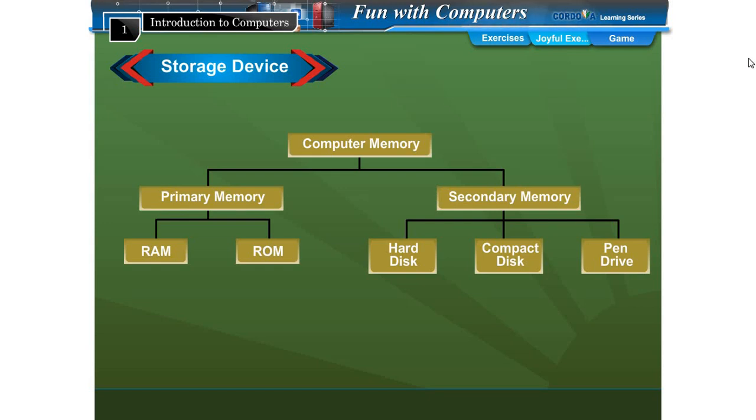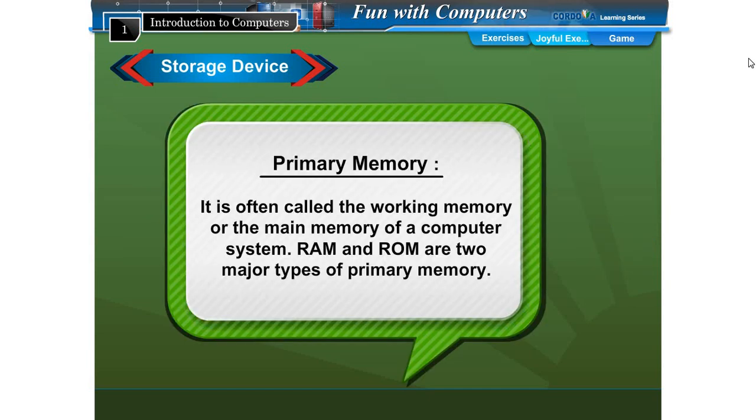Computer memory. Primary memory, secondary memory, RAM, ROM, hard disk, compact disk, pen drive. There are two types of memory: primary memory, secondary memory. Primary memory is often called the working memory or the main memory of a computer system. It is capable of sending and receiving data at a very high speed. It is temporary in nature, that is, data stored in primary memory are lost when the computer is switched off. So it is also called volatile memory. Example of primary memory is RAM.